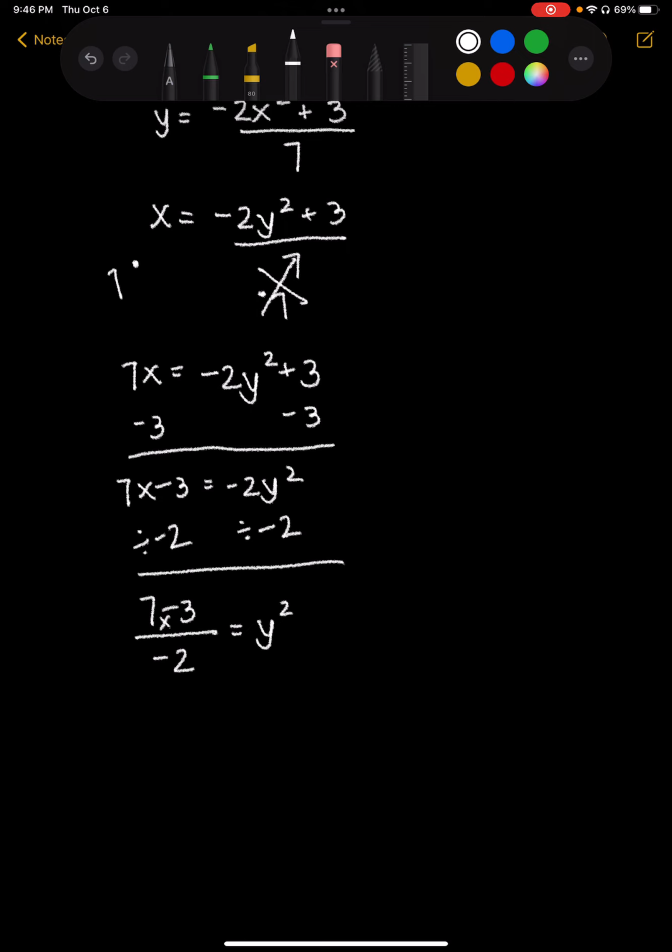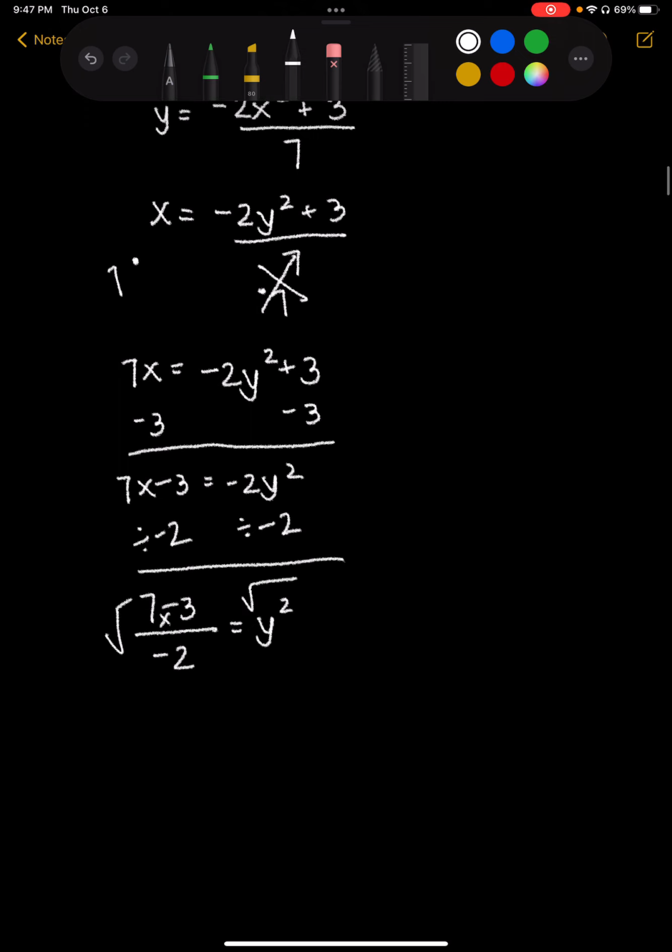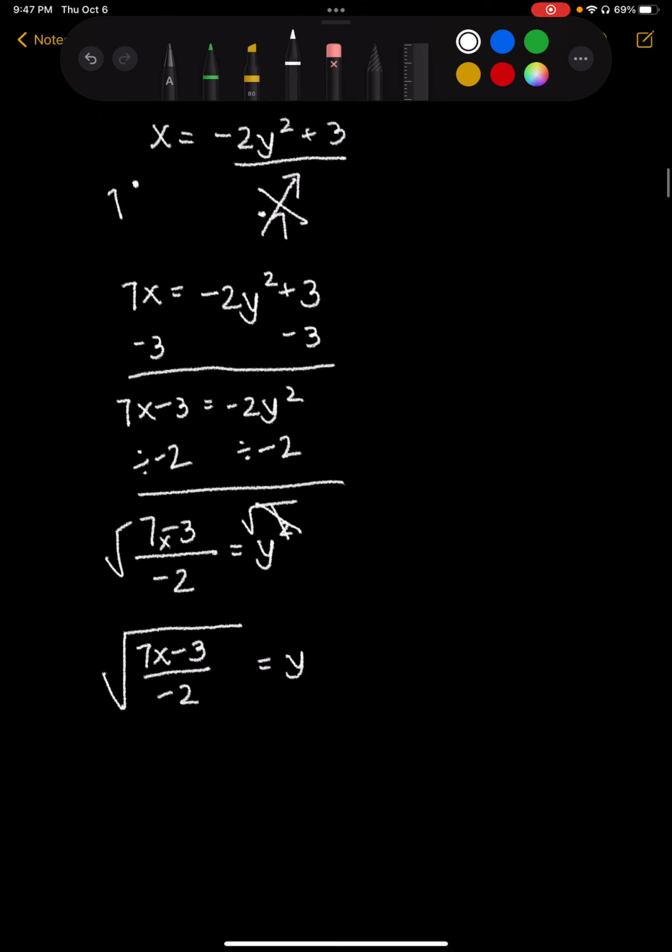Now, what's opposite of squared is square root. So what we're going to do is square root each side. And that would give us 7x minus 3 divided by negative 2, all square rooted, equals y, because the square and the square root on the right side cancel each other out. And so your final answer, if we put it in the correct form with the inverse notation, we'd say f to the power of negative 1 of x equals the square root of 7x minus 3 over negative 2. Oh my goodness, I keep on forgetting the x.